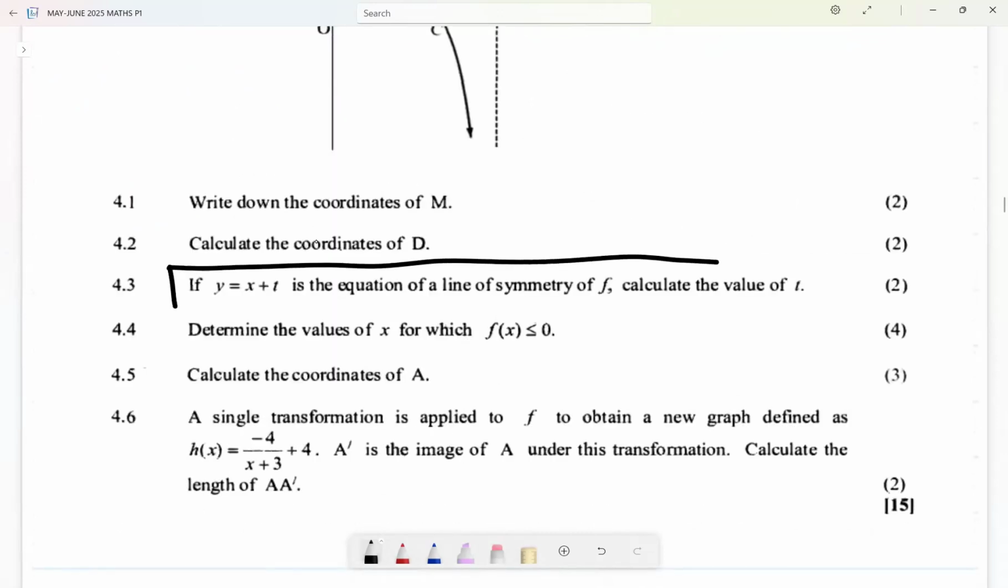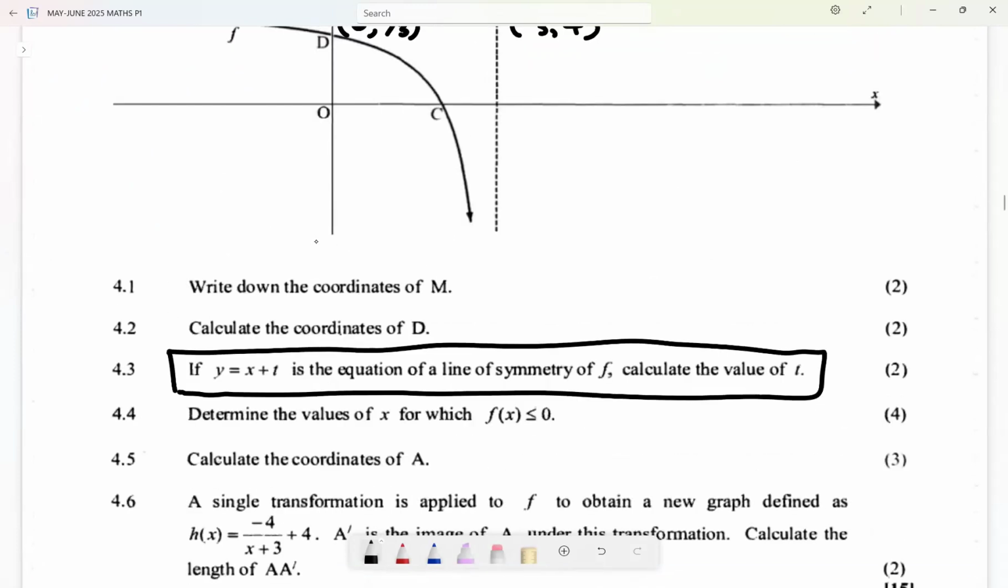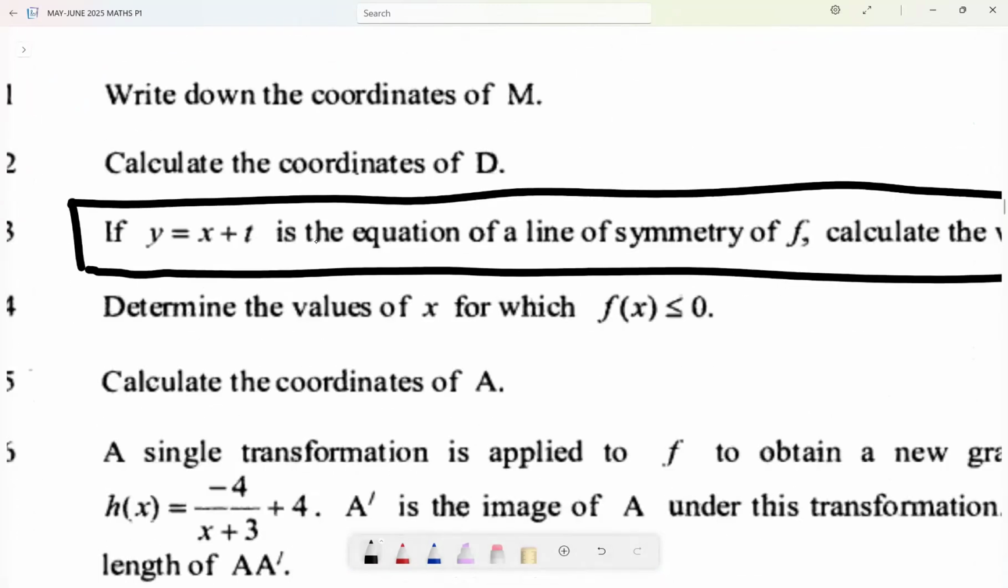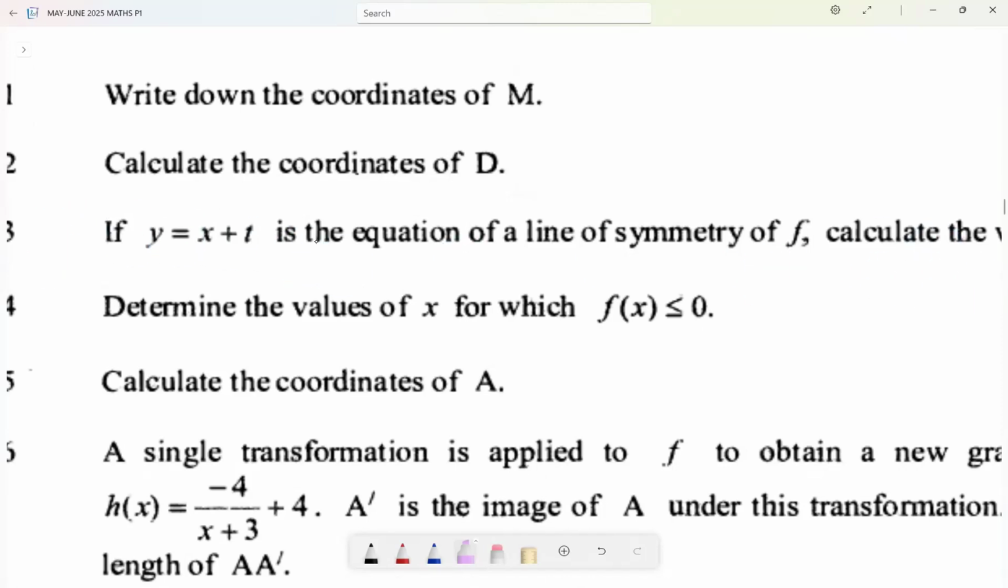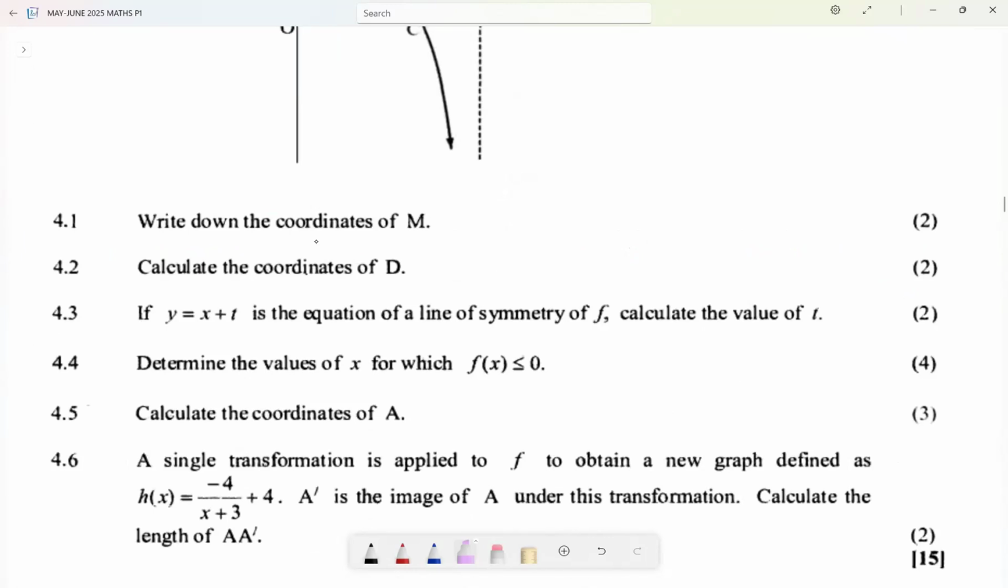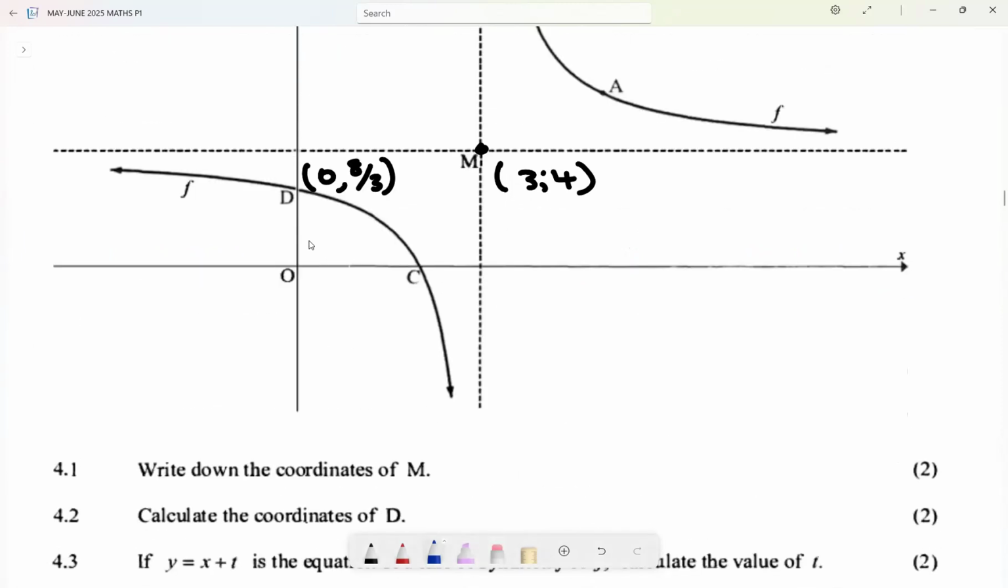If y is equal to x plus t is the equation of the line of symmetry of f, calculate the value of t. Okay, already I was given y is equal to x plus t. So the x plus t automatically tells me that my gradient is positive. So it's just finding the equation of a line of symmetry that has a positive gradient and then comparing. But what you can do, you can say, okay, that line is going to pass here.